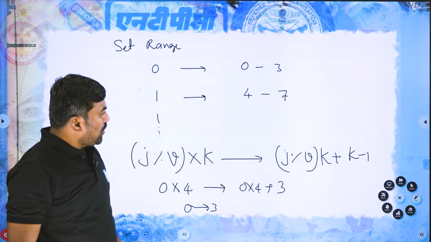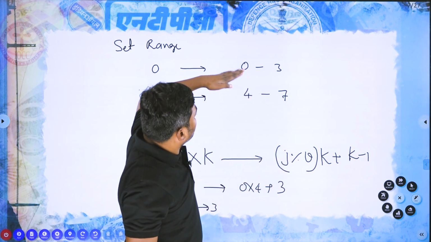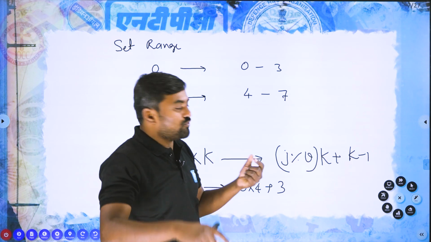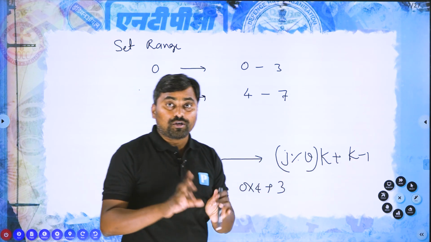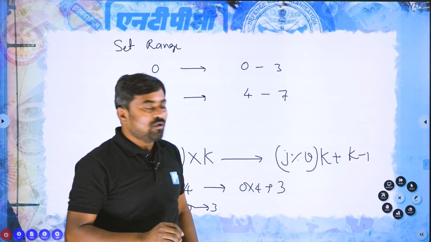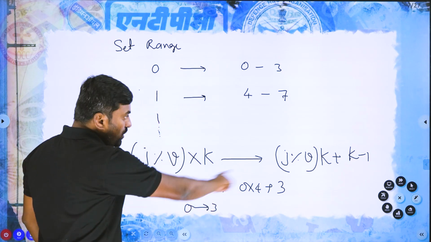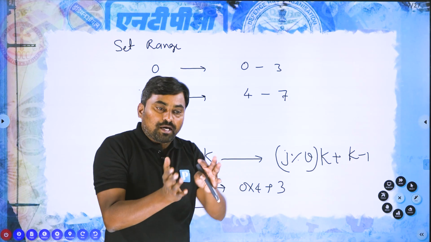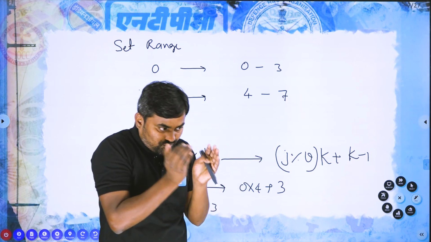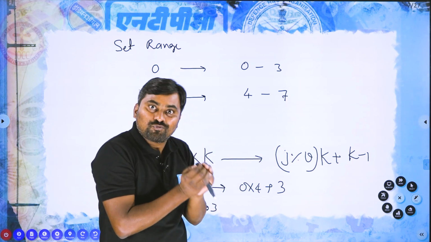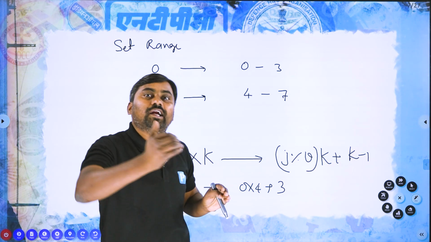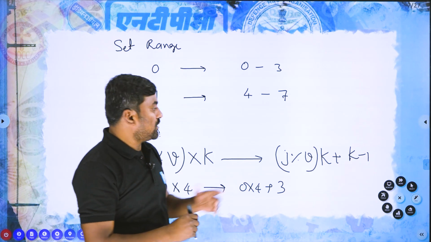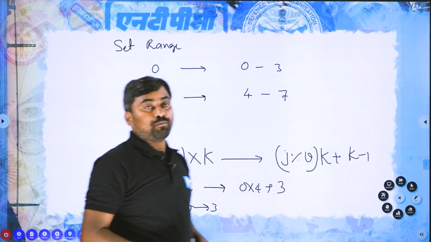So the range starts at 0, then you only have to add size minus 1. I hope you're getting my point. This is the answer: J modulo V gives the set number, which you multiply by the size of the set. That gives the starting of the range. For the ending, you have to add extra k minus 1. I hope you're getting my point.